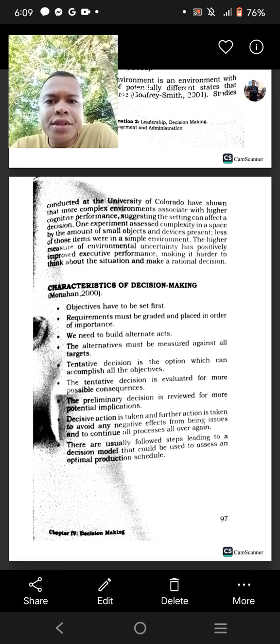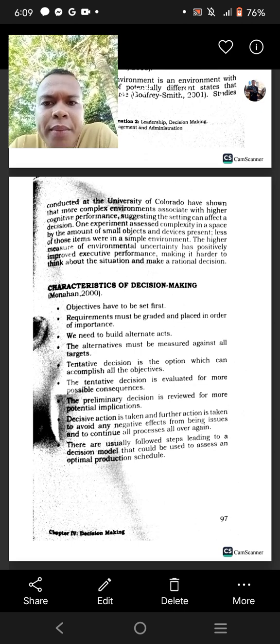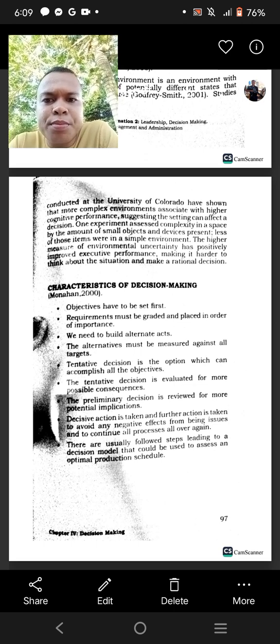Studies conducted at the University of Colorado have shown that more complex environments are associated with higher cognitive performance, suggesting the settings can affect decisions. One experiment assessed complexity in a space by the amount of small objects and devices present. Fewer of those items were in a simple environment. The higher measure of environment uncertainty has improved executive performance, making it harder to think about the situation and make a rational decision.